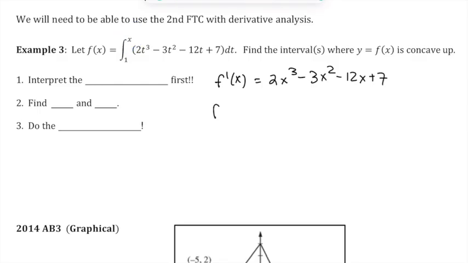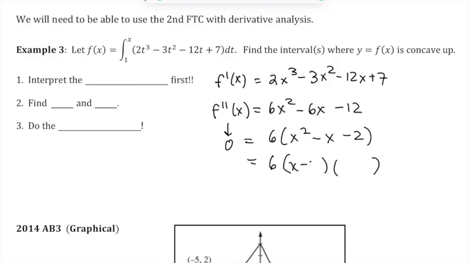So let's find the second derivative now. So this is going to be 6x squared. This is going to be minus 6x. And this is going to be minus 12, and then plus 0. So I do need to factor and find my potential points of inflection. So let's set this equal to 0, factor out a 6. It looks like it's going to be x minus 2, x plus 1.